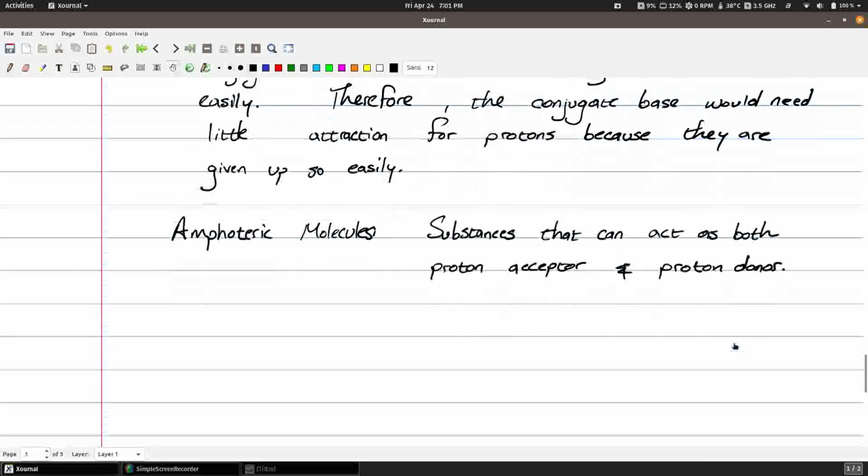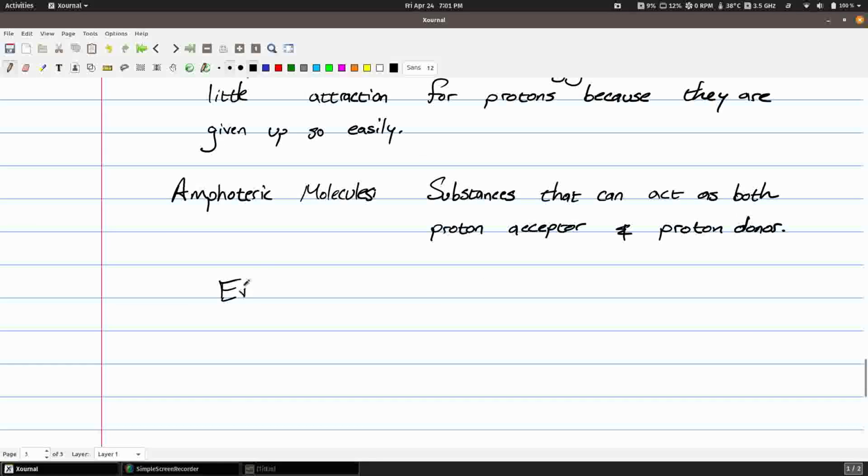So a strong example of this is water. Water is amphoteric. The reason being, if you write out its equation, you have OH- plus H3O+. So that would be an example of that. I'm going to give you a second to copy that down while I go to the pH scale. I'm going to turn my lights on because I can't see.